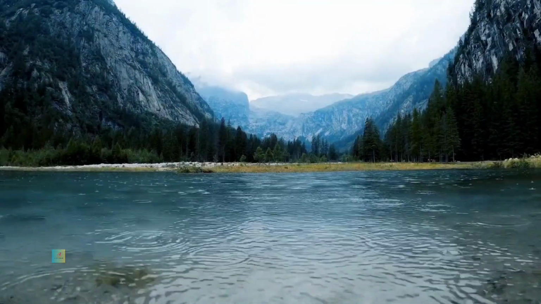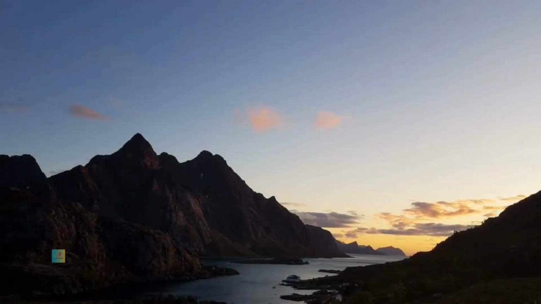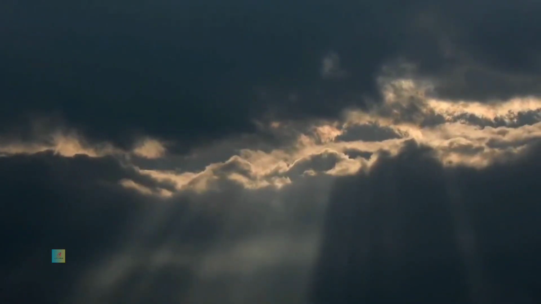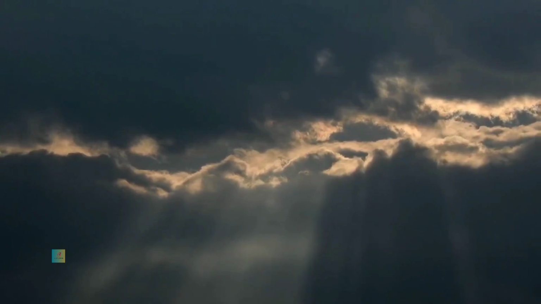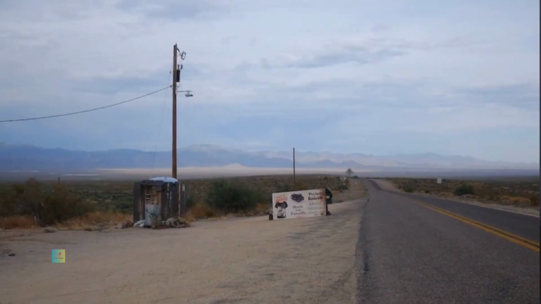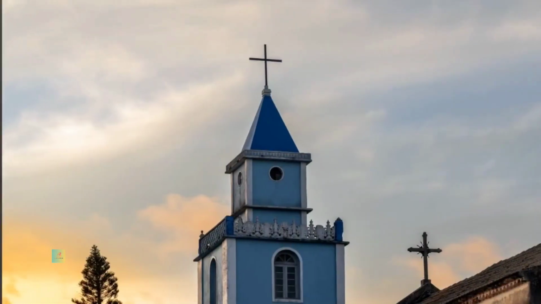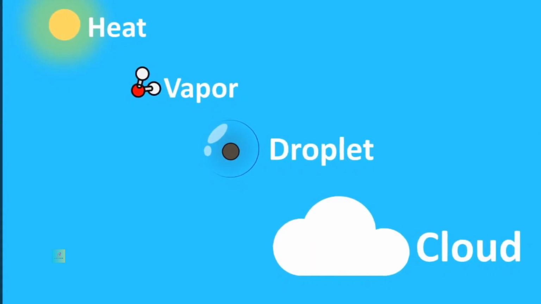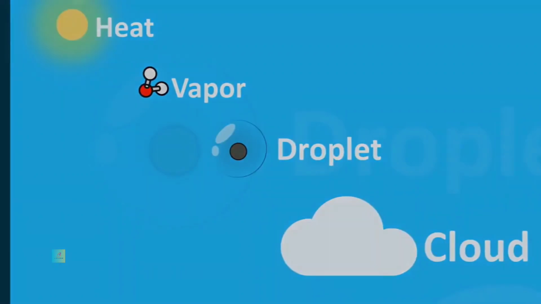The cooling can occur through various processes, with adiabatic cooling being one of the primary mechanisms. Adiabatic cooling happens as air rises and expands in the atmosphere, experiencing a decrease in pressure. As the air expands, it cools, and if it cools sufficiently, it reaches its dew point, the temperature at which air becomes saturated with moisture, leading to the formation of visible water droplets.